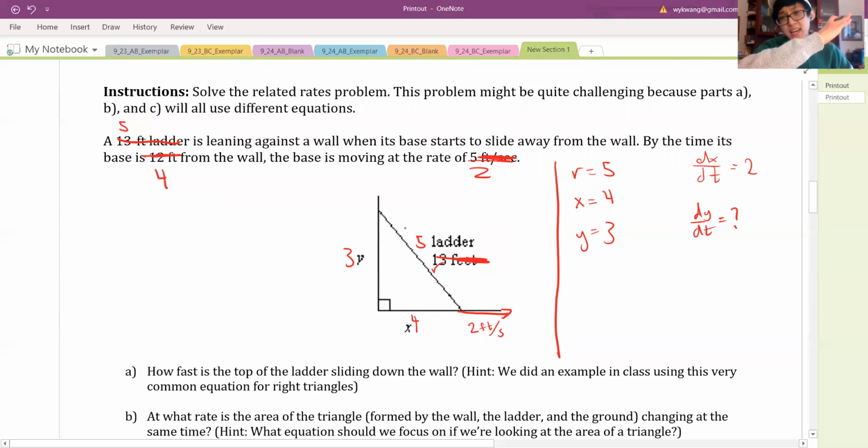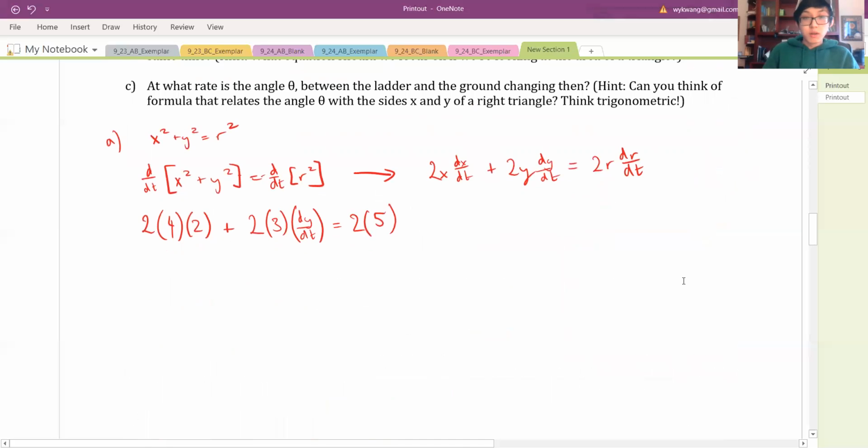Well, r is a fixed ladder. We talked about this before, right? It's a fixed metal ladder. It's not going to change over time. Y and x are the things that are changing. R is going to be the same. So dr over dt is not changing. It's going to be 0. So we're multiplying this whole thing by 0, which means this is just 0.